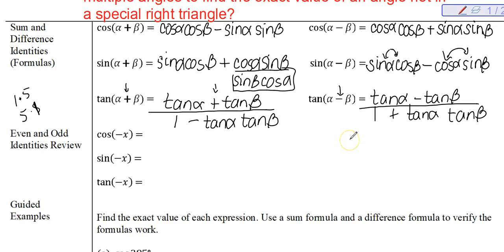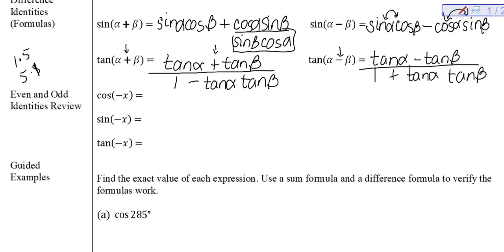So another encouragement would be to make sure that you transfer these onto your Trig Identities index card, because I will not let you take out your notes when you're doing a quiz, but I will let you take out your ID index card, because I know it's really easy to forget which sign to use, plus or minus.